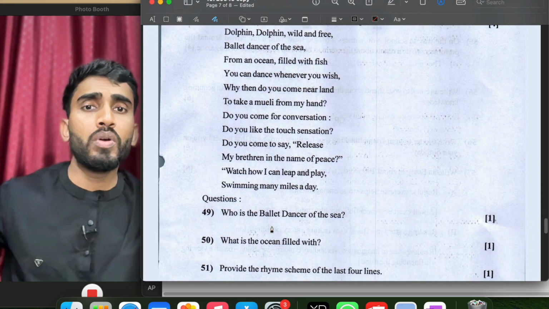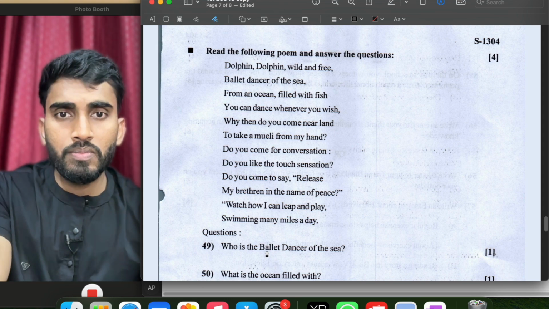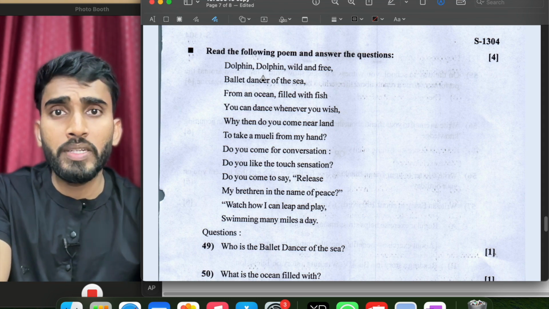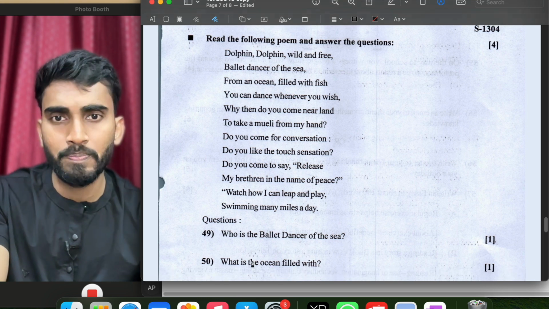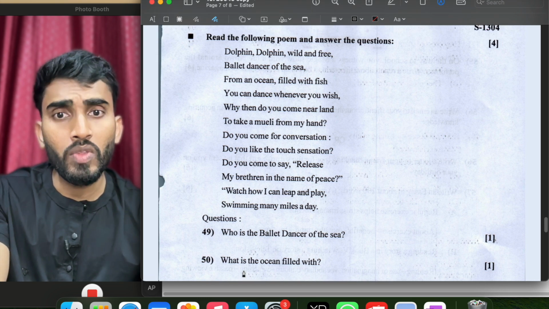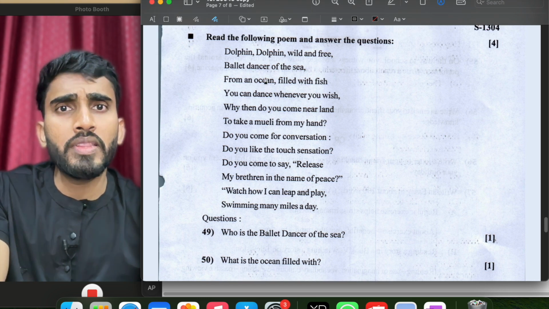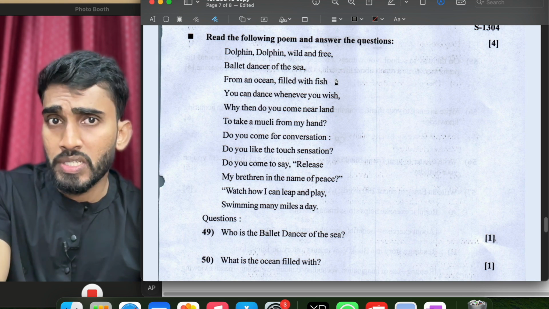Question. Who is the ballet dancer of the sea? The dolphin is the ballet dancer of the sea. What is the ocean filled with? The ocean is filled with fishes.